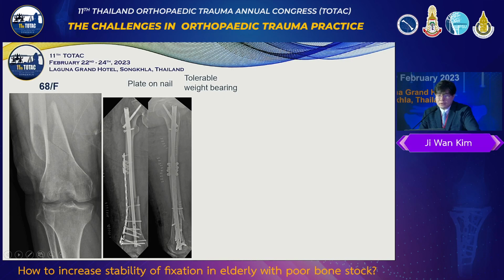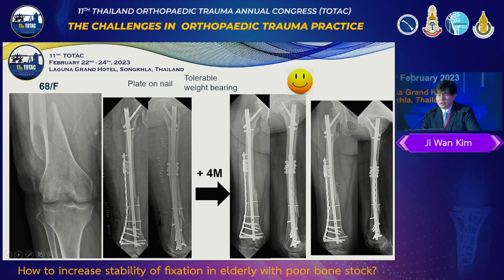For the distal part, the stability is not enough, so I did the augmentative plate like this one. Then in the intramedullary nail area, I put the attachment plate like this one. Four months later, she got bone union, and the result is very good.